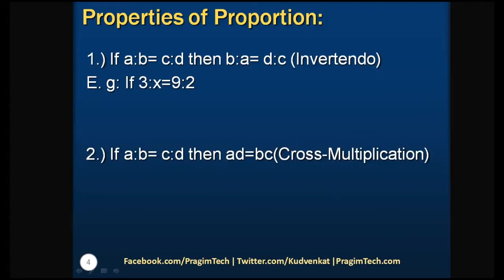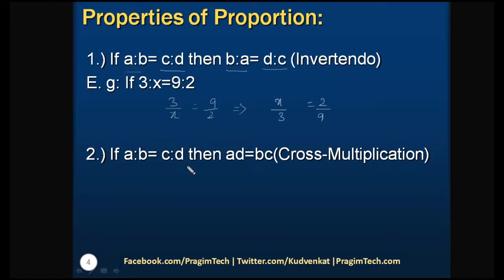Now let us discuss the properties of proportion. The first one is called invertendo. As you know, in proportion A is to B is equal to C is to D. Then we can write it as B is to A is the same as D is to C, that is B by A will be equal to D by C. Let's take one example. If 3 is to X is equal to 9 is to 2, that is 3 by X will be equal to 9 by 2. In order to find X, according to this property, we can write X by 3 will be equal to 2 by 9. Right? Let's calculate the X value by using the next property of the proportion.